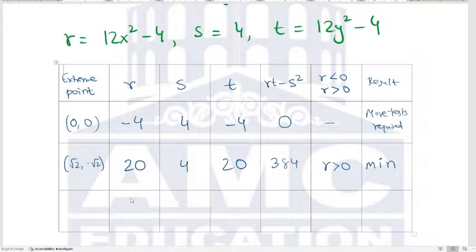Now let's move on to the last. There is a 12x squared. So x is negative square root of 2. x squared is 2. 2 multiplied by 12 is 24, and t is 12 multiplied by y squared minus 4. So y is again square root of 2, y squared is 2, 12 multiplied by 2 is 24. And here again r is greater than 0. We get another minimum point here. And that's how this problem has been solved.